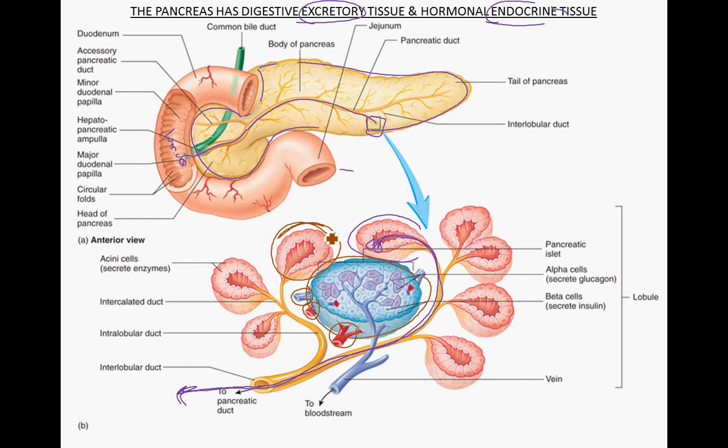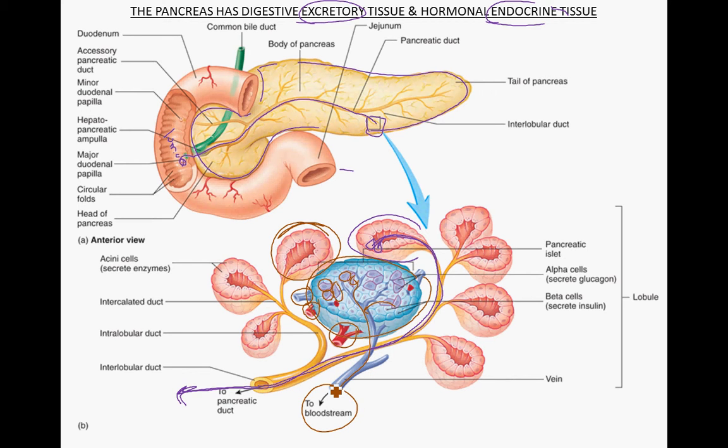So there's a blood supply here, and these cells in here are going to be the endocrine cells that are going to be secreting hormones into the bloodstream. Right? And so these hormones get secreted into the bloodstream right there, and then they go all throughout the body.